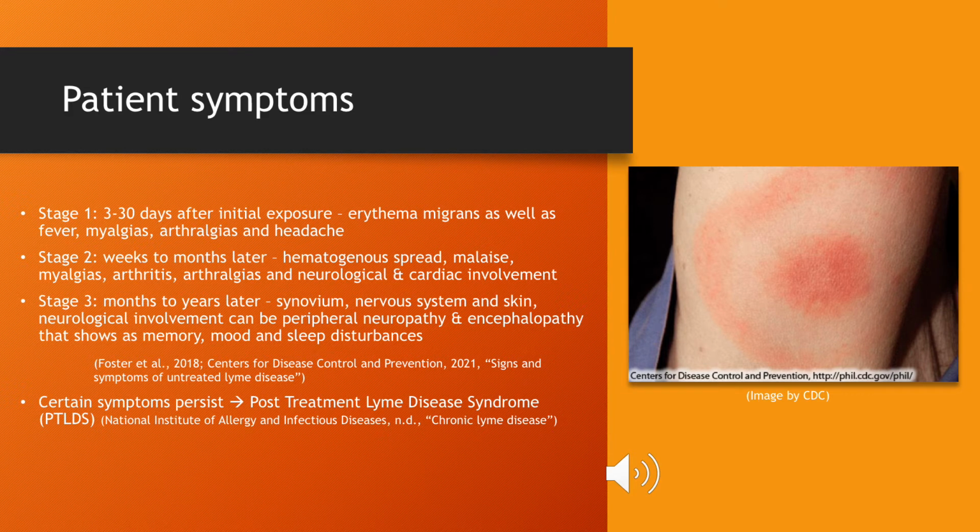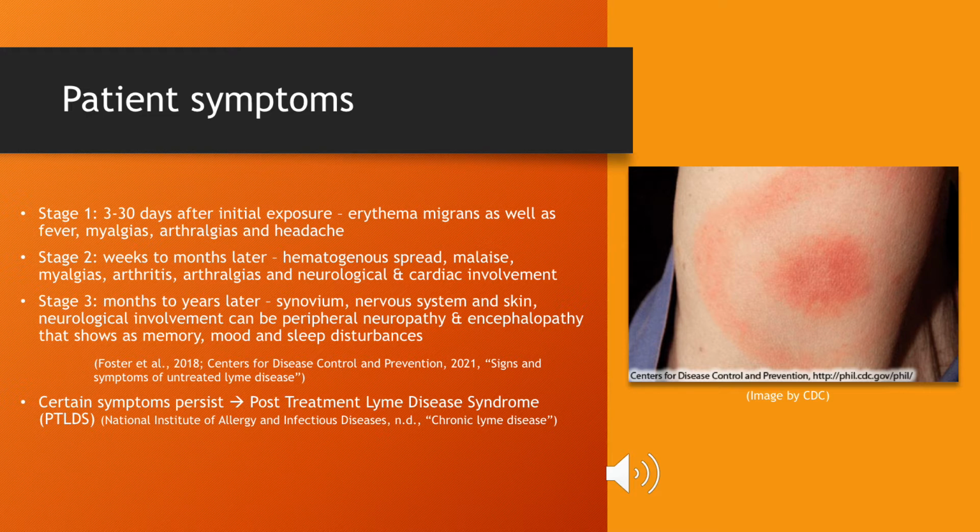As for patient symptoms, Lyme disease can be put in 3 different stages, whereas stage 1 and 2 are considered early Lyme disease, while stage 3 is late Lyme disease. Stage 1 occurs normally 3 to 30 days after the initial exposure, and the symptoms and signs include erythema migrans, which is the typical bull's eye rash, which you can see on the right side, as well as fever, myalgias, which is muscle pain, arthralgias, which is joint pain, and headache. And stage 1 is local, and the lymphocytes infiltrate the lesion caused by Borrelia burgdorferi.